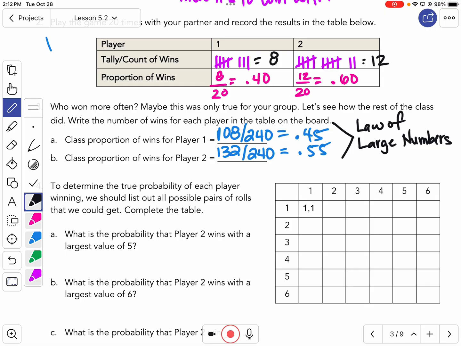So that's what this chart is. The top line would be the first dice, so dice 1, and the side would be dice 2. We're just going to put our pairs together. So if both of them were a 1, we'd have a 1 and a 1. The next time we'd have a 1 and a 2 going across, a 1 and a 3. So let's finish this chart really quickly. A 1 and a 5, and so on. The next row, 2 and a 1, 2 and a 2.